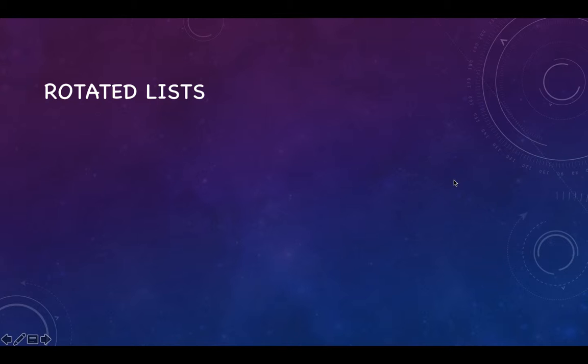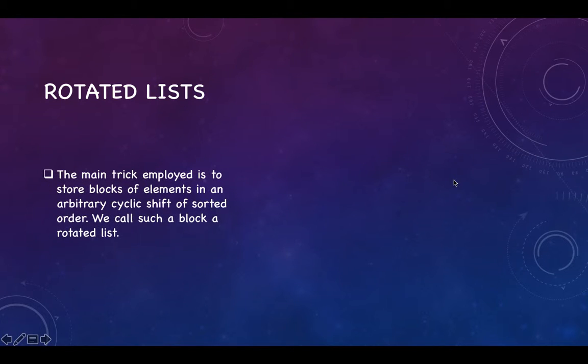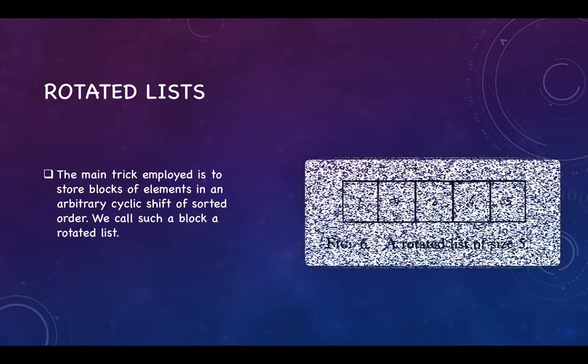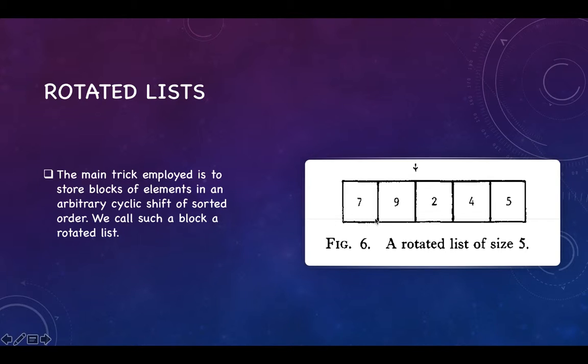So let's talk about the rotated list. The main trick employed is to store blocks of elements in an arbitrary cyclic shift of the sorted order. We call such a block a rotated list. Here you can see it in the figure.